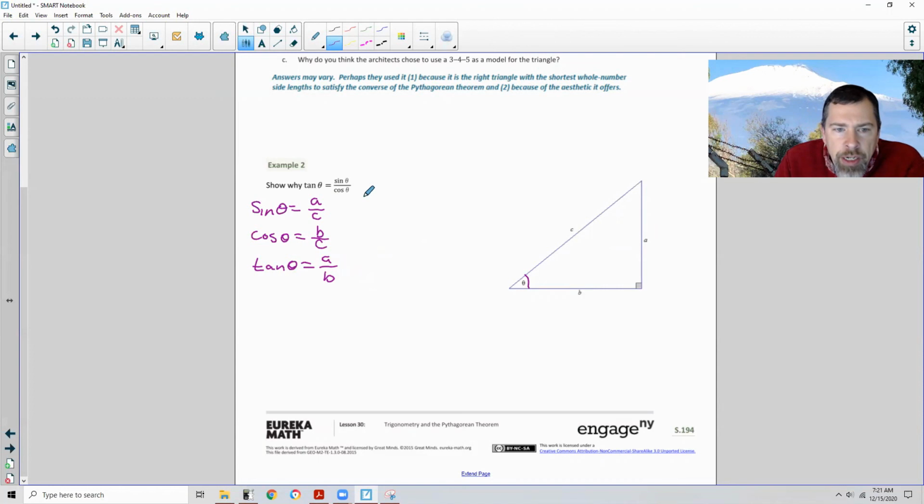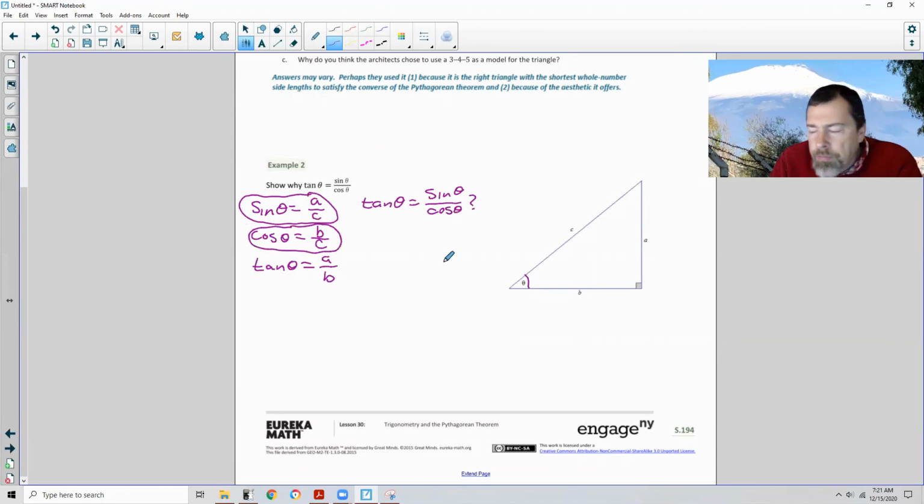And then we would say, well, let's see, why does tan theta equal sine theta divided by cosine theta? That is the question. Well, sine theta is right here, and cosine theta is right here. All right. So tan theta equals sine theta over cosine theta.